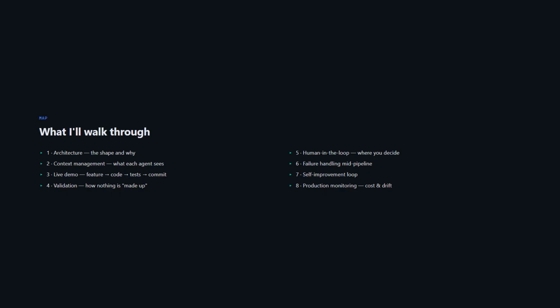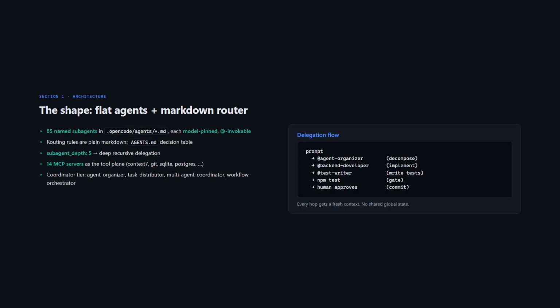Architecture and why this shape, context management, what each agent actually sees, a live demo, then the section I care most about, validation, and how the system can just make things up. After that, where the human sits, what happens when an agent returns garbage mid-pipeline, how the system improves week over week, and finally what it costs to run and how I would know it's degrading before the output turns wrong. Let's start with the shape.